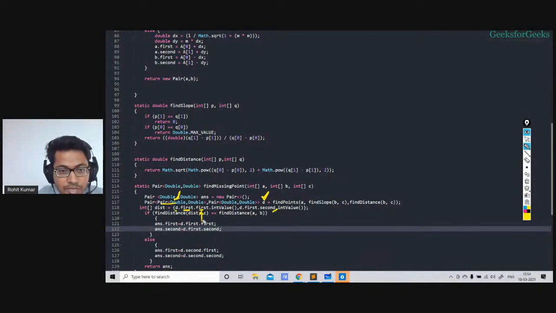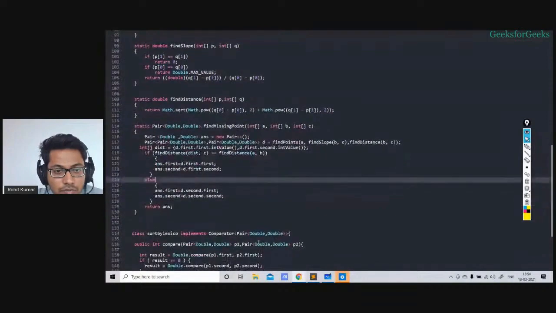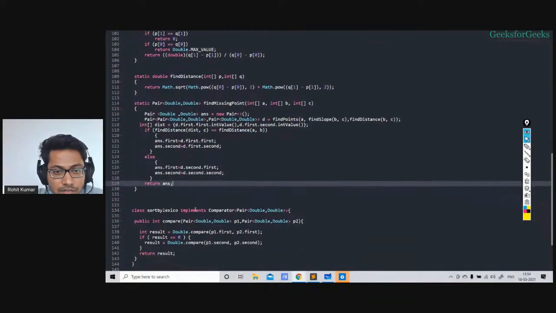So now we are passing that to our distance function, and if this is true, we are carefully assigning it to my answer dot first and answer dot second. If this is not true, I know that the other one will obviously be true because we have solved the equation of circle and straight line. So this becomes true. Fine. So we are done with this piece of code. Now we will return our final answer.